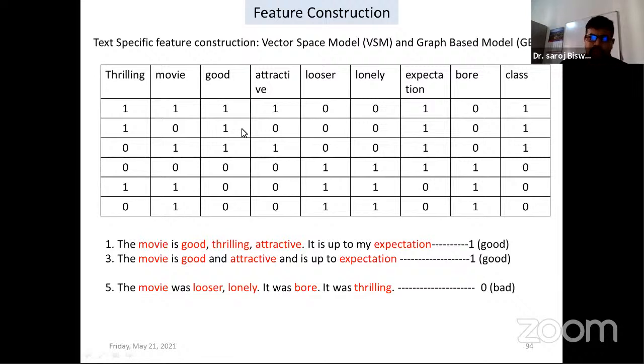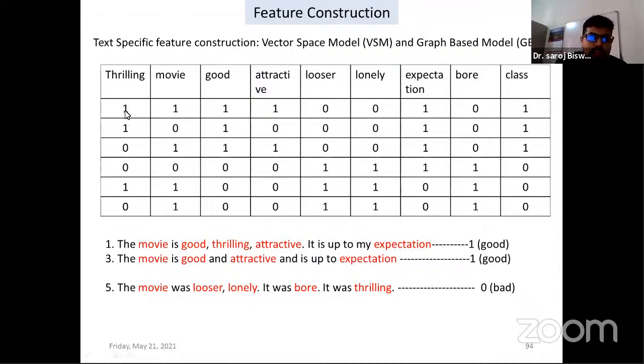Now what we need to do, we need to keep all the words. These words are called features. Now we are constructing the features. So if we want to represent good, now we have to see against this, thrilling, whether thrilling is available in the first review or not. Yes, so we kept here 1. This is one of the strategies. You try to understand, you can use a different kind of strategy. You can use, say, word frequency, TF, IDF, any measure you can use, right?